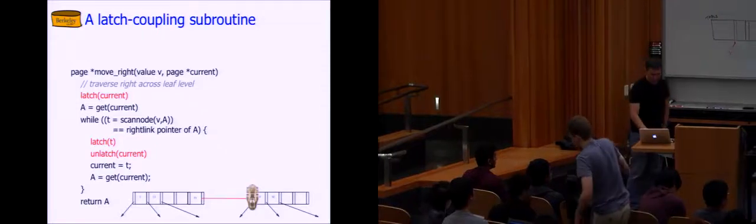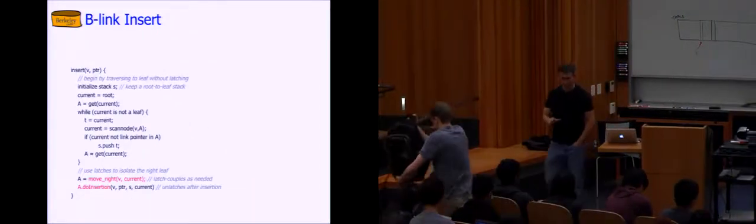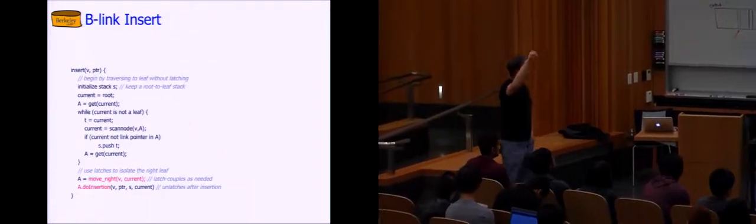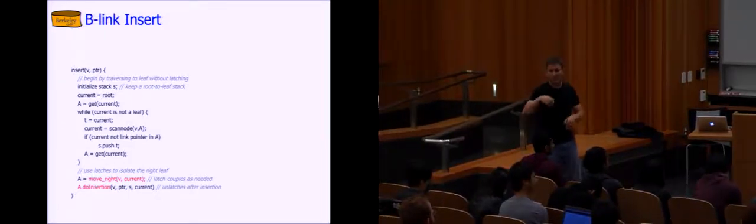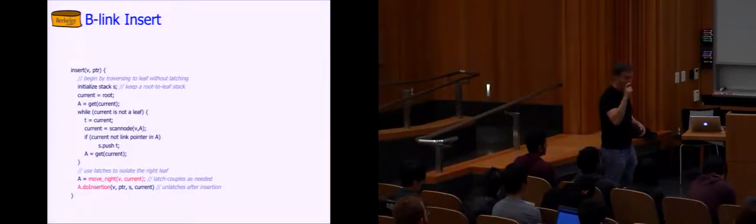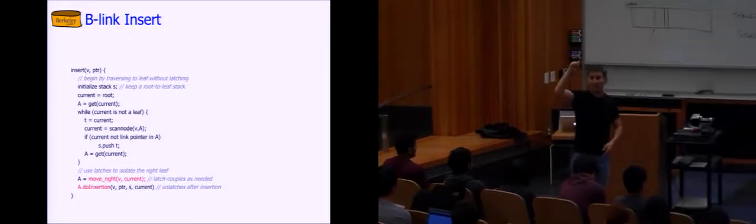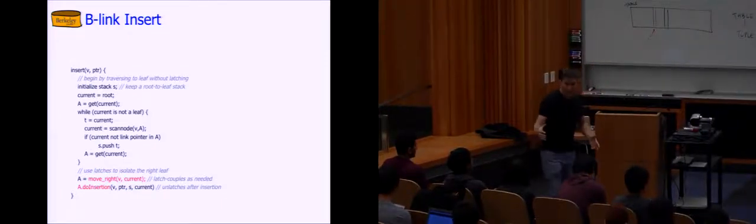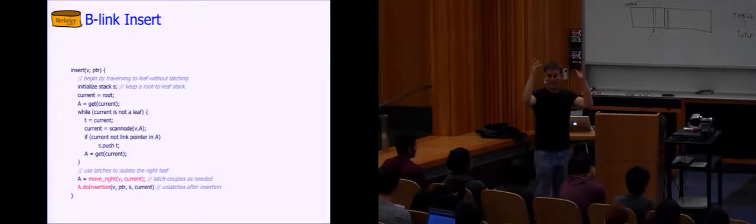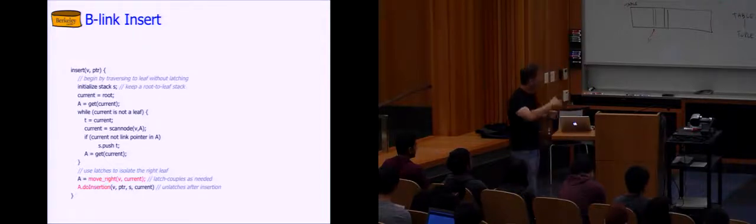That's pretty easy. Here's the basics of insertion. You begin by traversing to the leaf without latching. So you're just going to do a typical lookup. But while we're doing it, we're going to keep a stack of where we came from. Because, after all, remember, we might have to split back up the tree. It's a B tree. So we're going to build a stack as we go down.